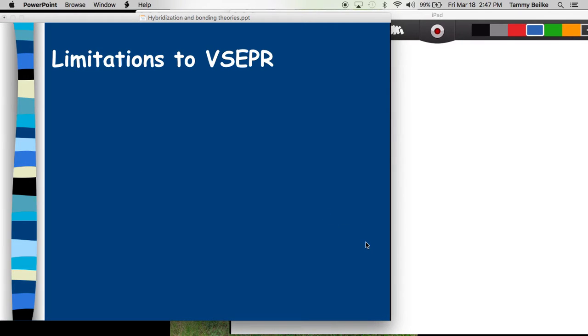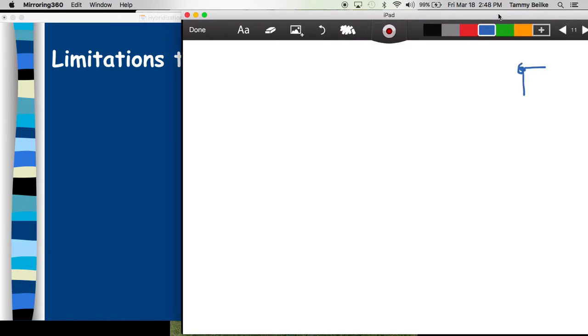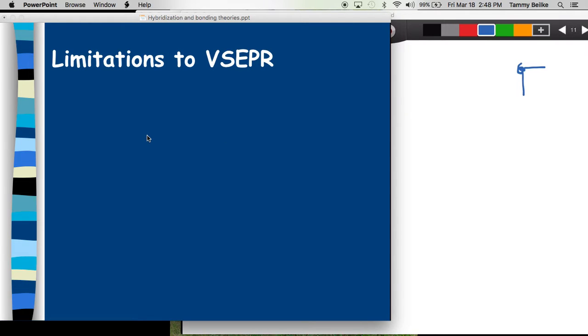we've been talking about VSEPR theory. Remember, VSEPR was the valence shell electron pair repulsion theory, where we said that molecules are going to spread out their bonds as far as possible. So instead of having a bond at a 90-degree angle, if it was two atoms attached, it's going to spread out so that it's a 180-degree angle. They're trying to get those bonded pairs as far away from each other as possible.